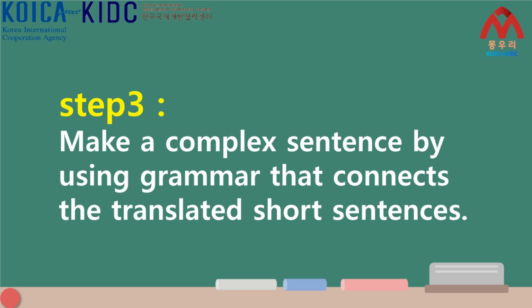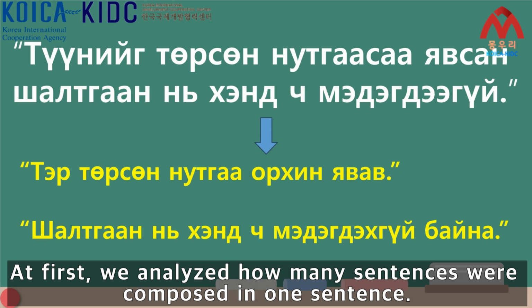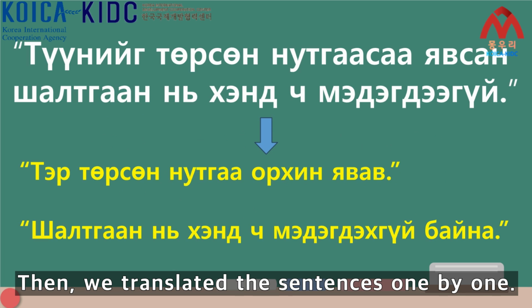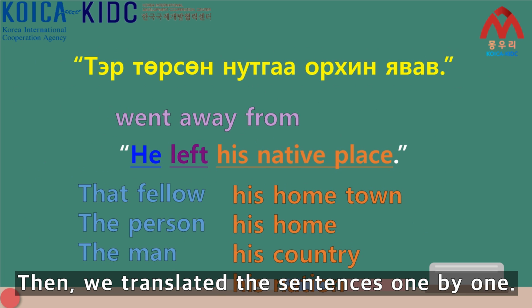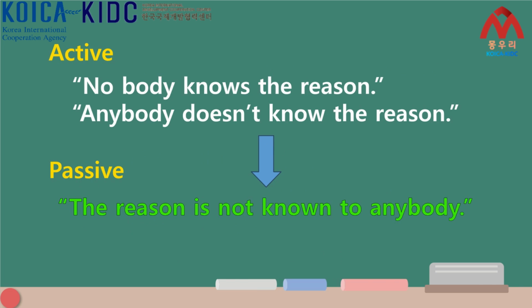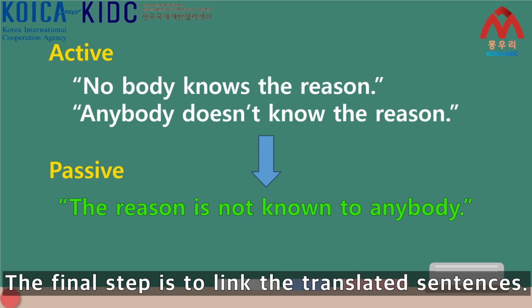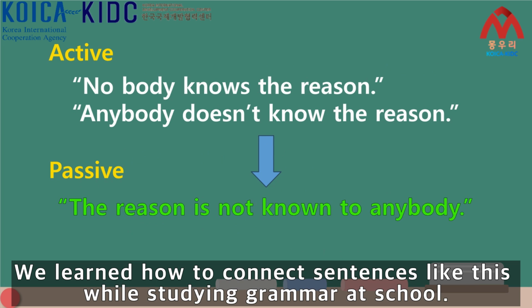Step 3. Make a complex sentence by using grammar that connects the translated short sentences. At first, we analyzed how many sentences were composed in one sentence. Then, we translated the sentences one by one. The final step is to link the translated sentences. We learned how to connect sentences like this while studying grammar at school.